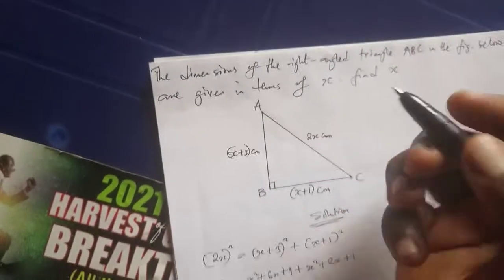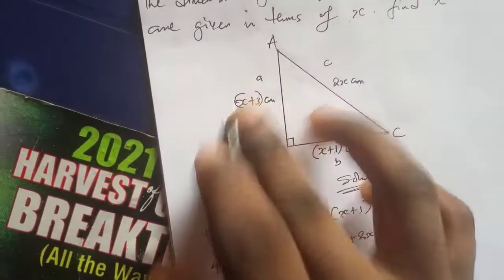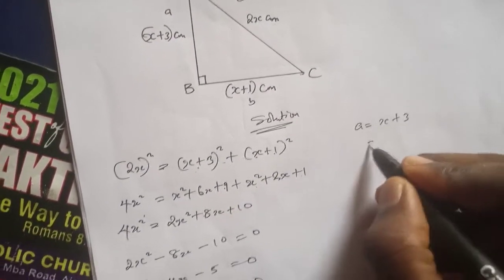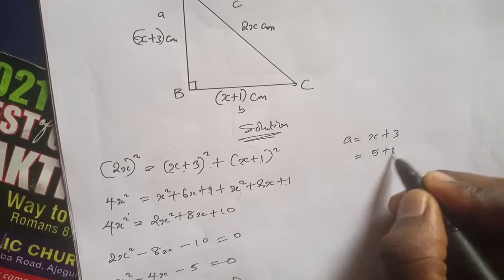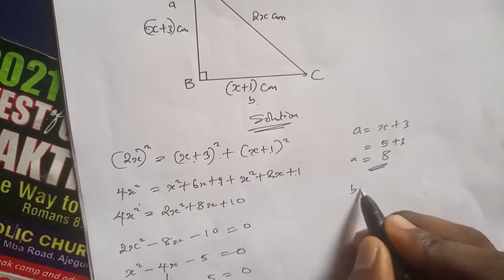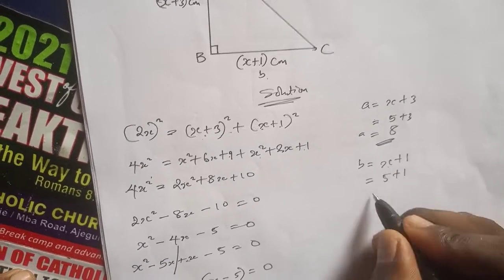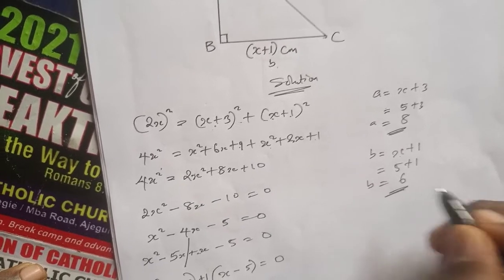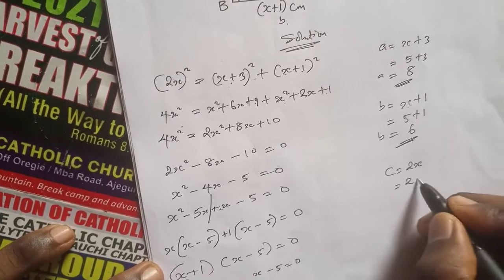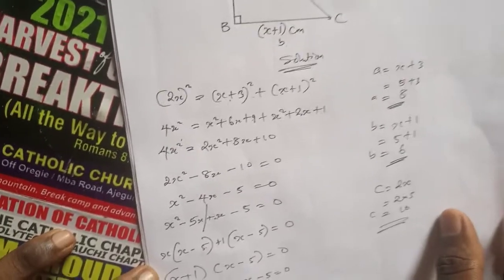So for this, I can label this C, A, B. Okay, for my A being equal to x plus 3, I'll have that x is equal to 5, 5 plus 3, this gives me 8 for A. Then for my B, I'll have B being equal to x plus 1, and x is 5, plus 1, so my B is 6. Then my C is equal to 2x, which is 2 times 5, which is 10. My C is 10.